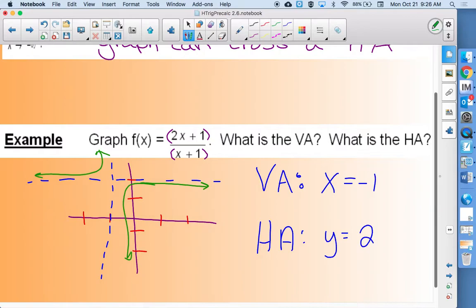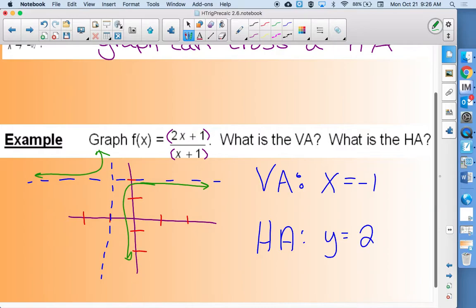So when we actually talk about graphing, we will be drawing in those asymptotes with the dashed lines. They're barriers, kind of guidelines for the graph to follow. So the graph skims along those lines. Questions?